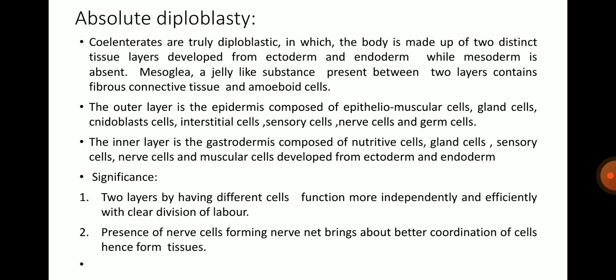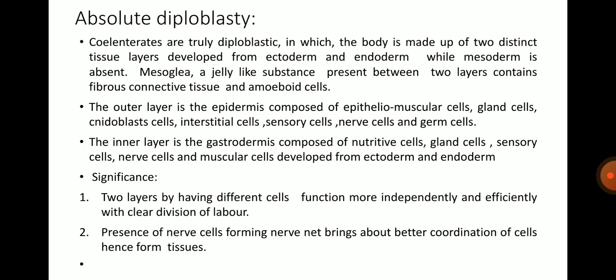The outer layer is called the epidermis and is composed of epitheliomuscular cells, gland cells, cnidoblast cells, interstitial cells, sensory cells, nerve cells and germ cells. The inner layer is called the gastrodermis. It is composed of nutritive cells, gland cells, sensory cells, nerve cells and muscular cells which develop from ectoderm and endoderm.